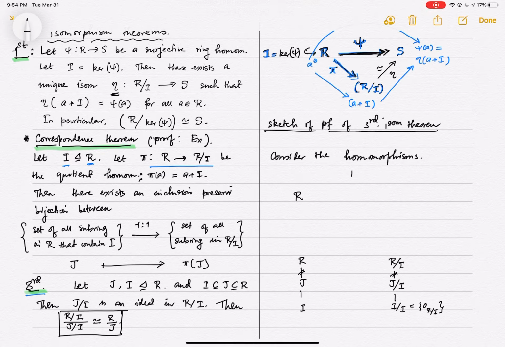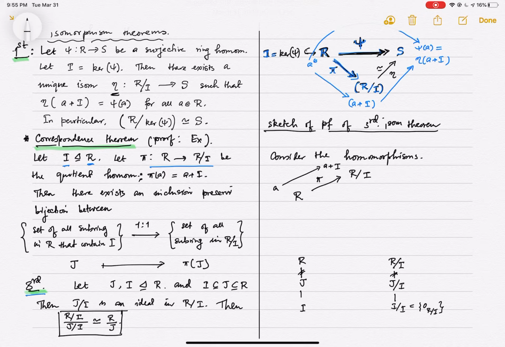From R to R mod J, you have a homomorphism that is sort of God-given. What is it? It's this quotient map. It takes an element to its coset. Sorry, R mod I. Don't want to go to R mod J yet.